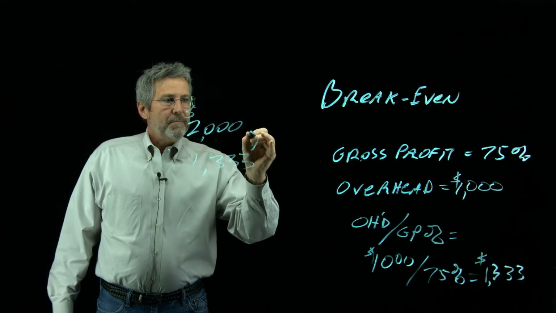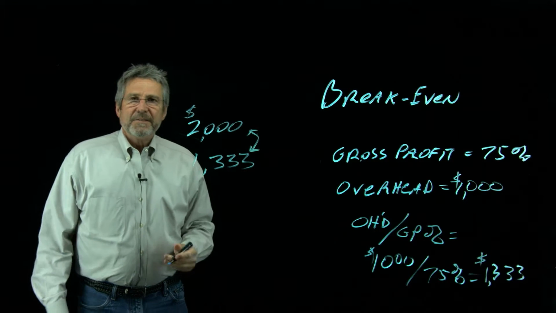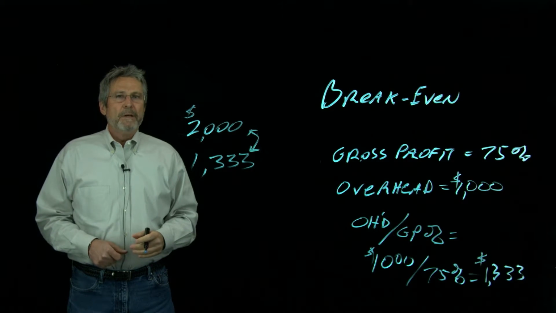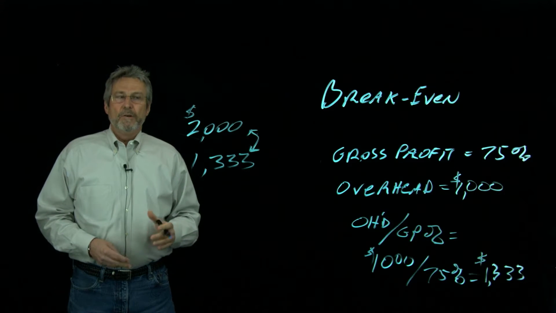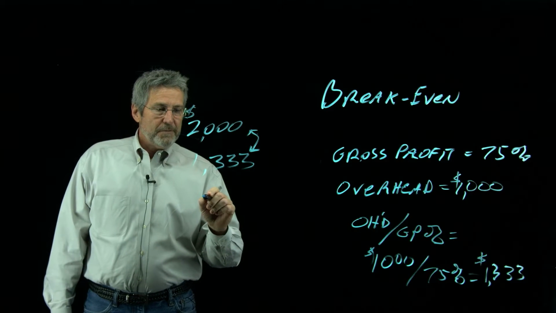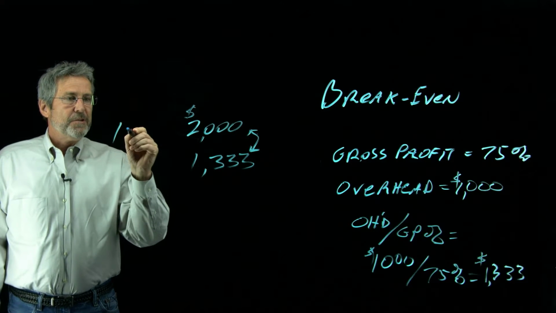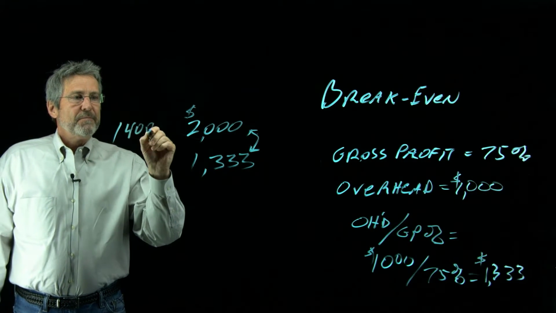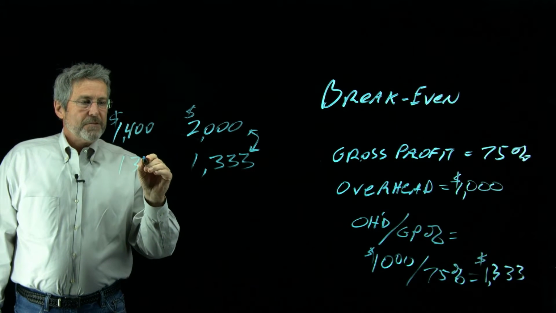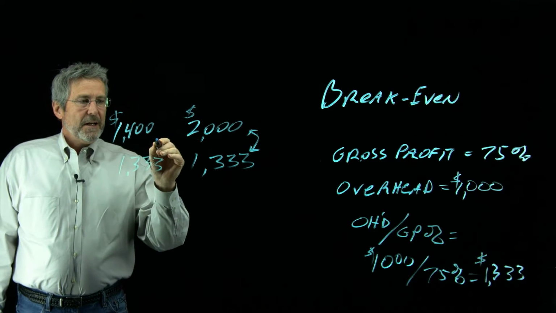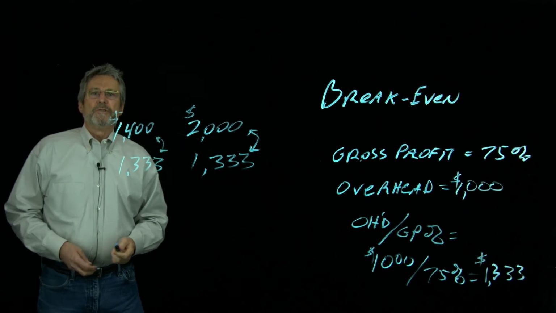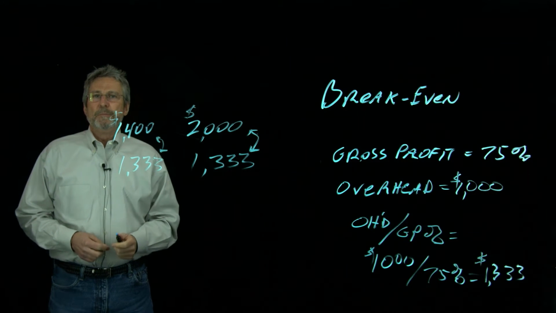Well, that gap, that's a large enough gap to where I'm pretty comfortable. If you miss your sales by a bit, you're still going to be able to break even or make some money. And on the other hand, if your sales projection was 1,400, and again your break even is 1,333, that's a very small gap. So any miss on your sales and you're going to have some problems paying your bills.